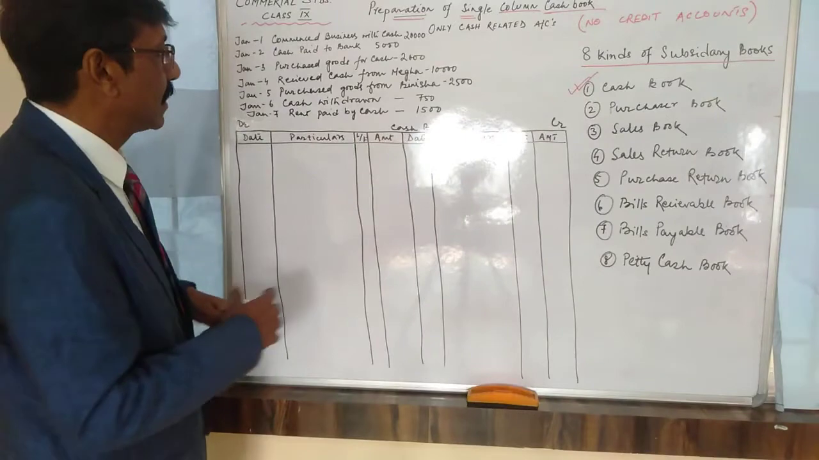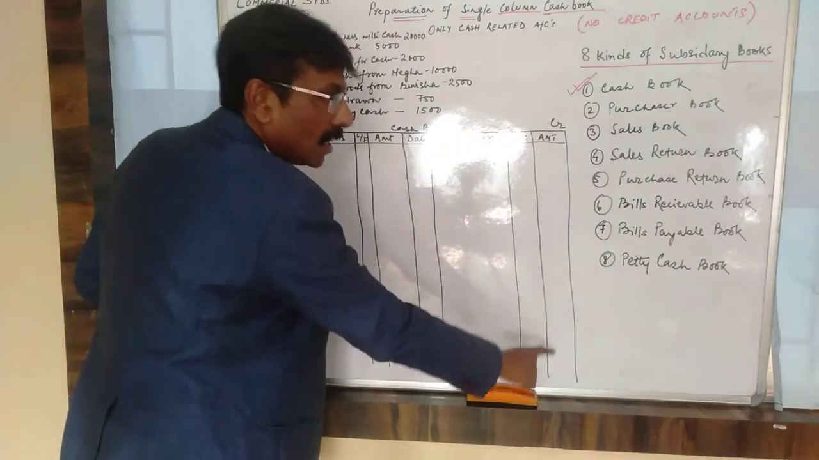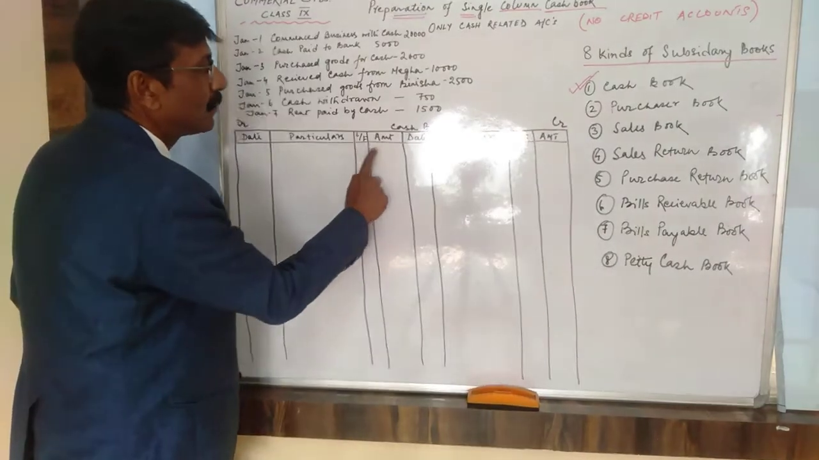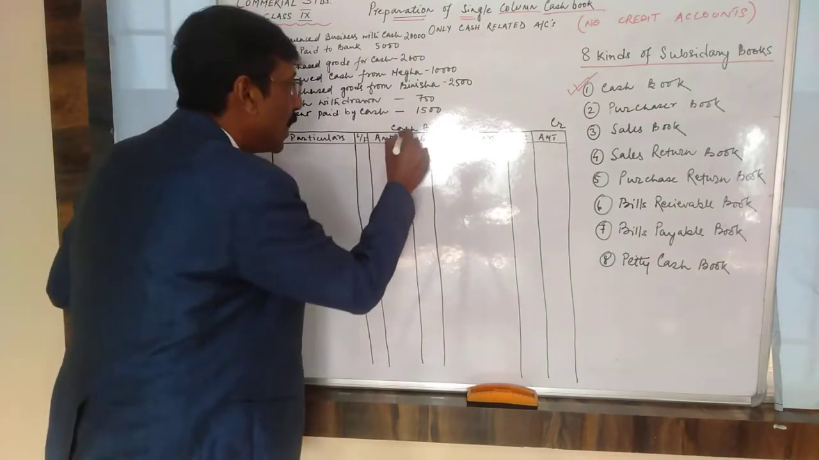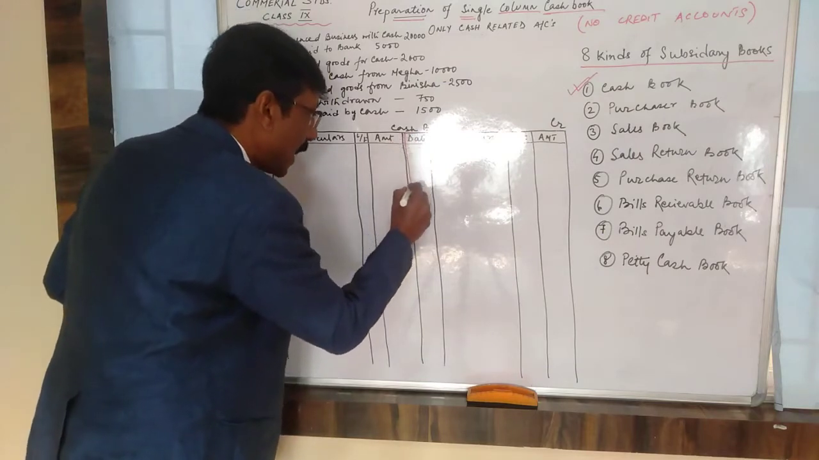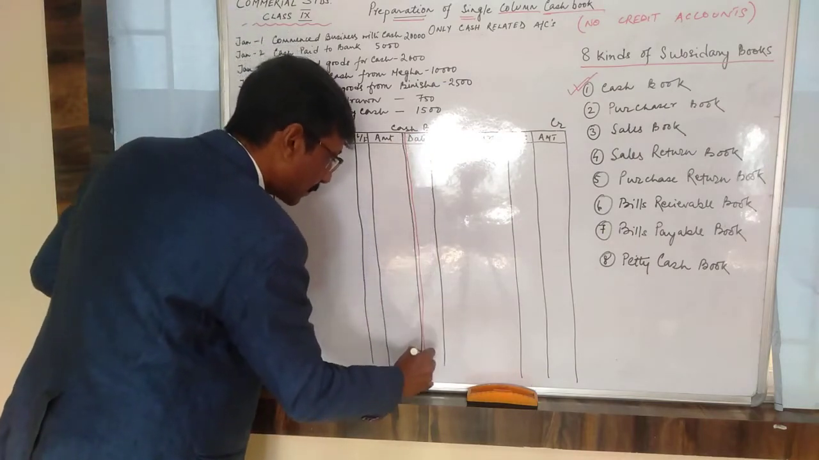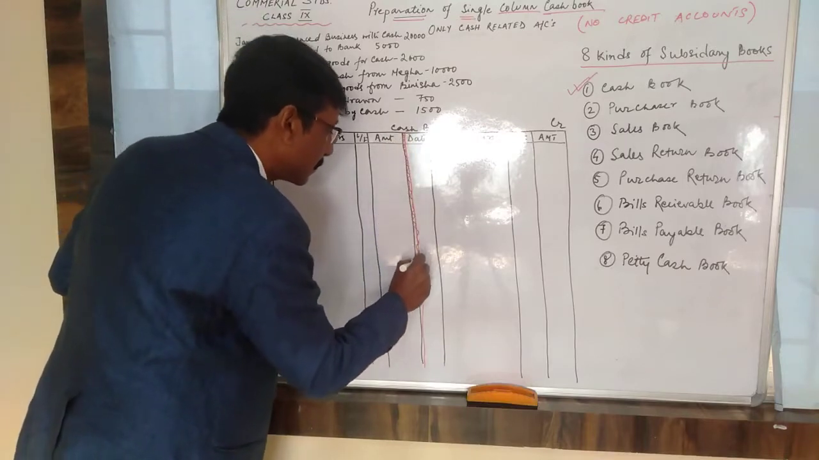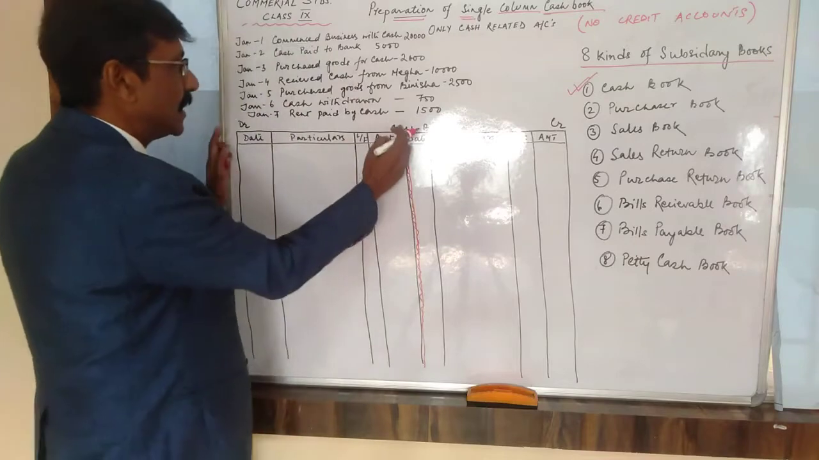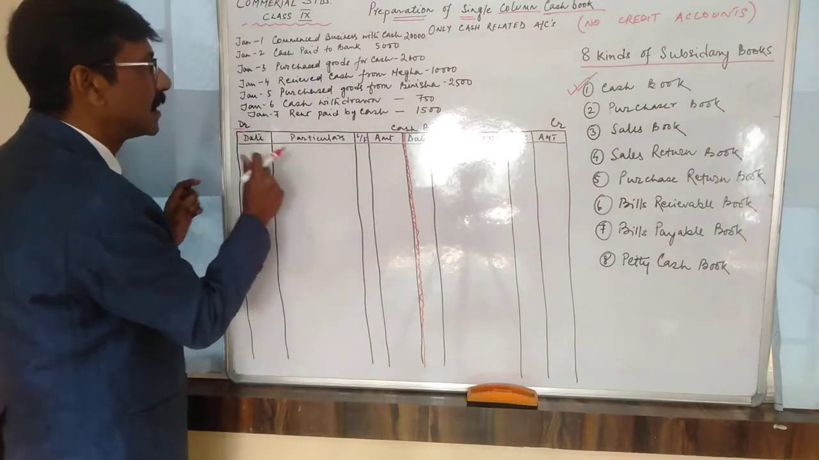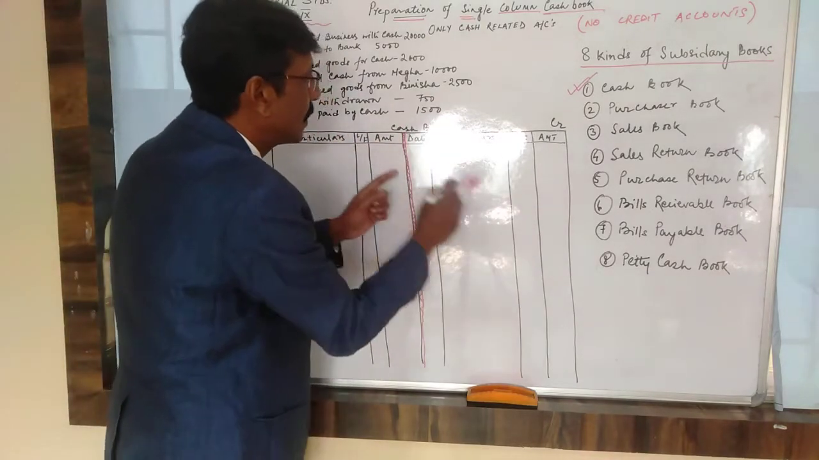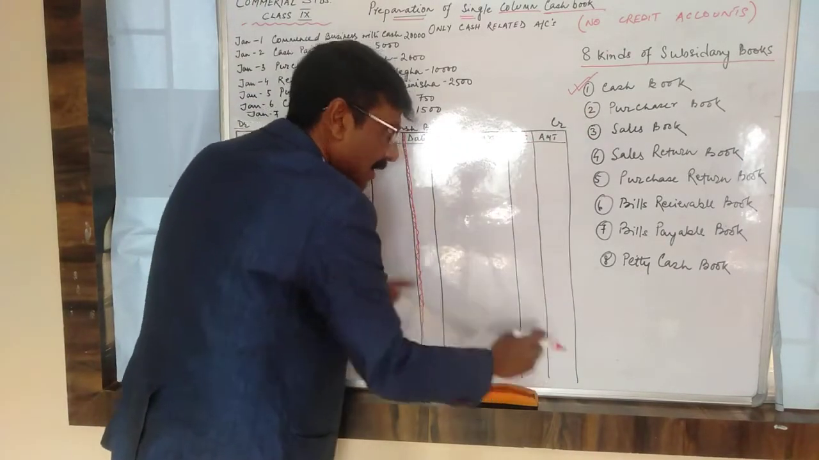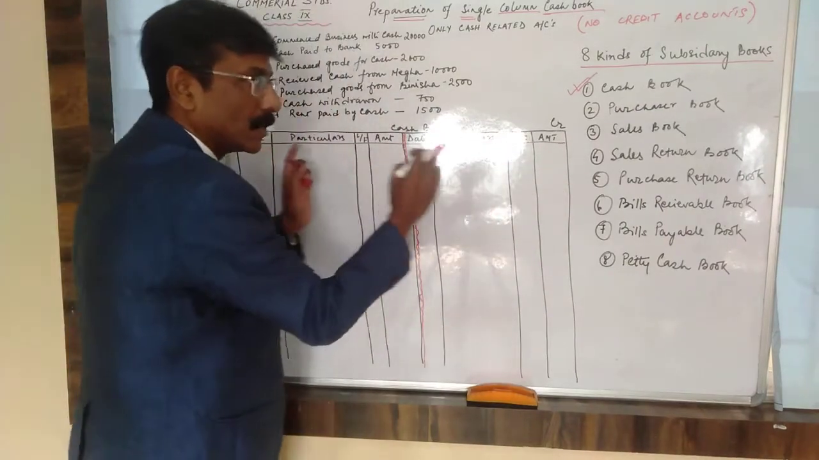Now understand this. We will draw a cash book like this. We will draw date, particular, ledger folio, amount as one part. This is one side. This side is the debit side. Same thing we will draw here, date, particular, ledger folio, amount, but this is the credit side. So we will have 2 parts to the cash book.